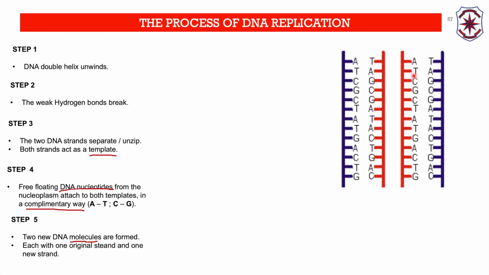However, if there's a certain mistake that happens, for example, this T is replaced by a G. This one over here is replaced by a G. We call that a mutation. And like I said, we'll talk about mutations at a later stage.